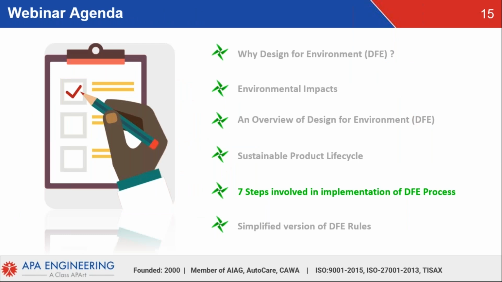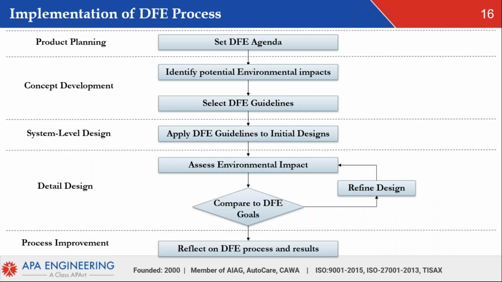The 7 steps involved in implementation of the DFE process. The effective implementation of design for environment includes activities throughout the product development process. This flow chart that you can see here depicts the steps of the DFE process. And despite the linear flow of this process, product development teams will most likely repeat some of the steps several times, making DFE a trial and error operation.